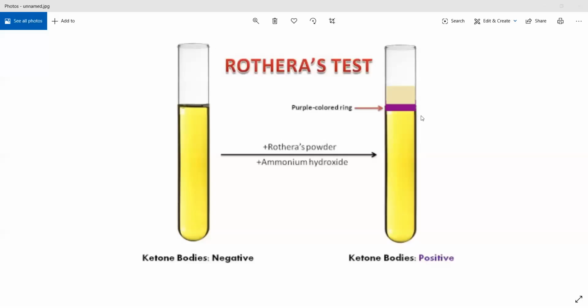Coming back to someone's doubt. I am guessing that you are asking when will we get yellow color and when will we get purple color. See, if there are ketones in your urine and you perform Rothera's test, then you will get a purple color. These are the only three types of ketones that you will find in urine: acetone, acetoacetic acid, and beta hydroxybutyric acid. Other than these three, you will generally not find until and unless you have a very abnormal condition. So these are the three forms of ketones that you generally find. If they are present, you will get a positive reaction where you will have a purple ring.